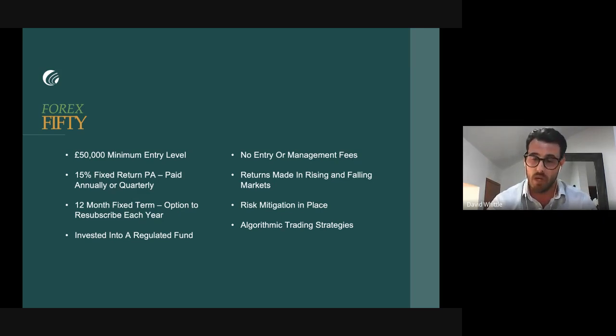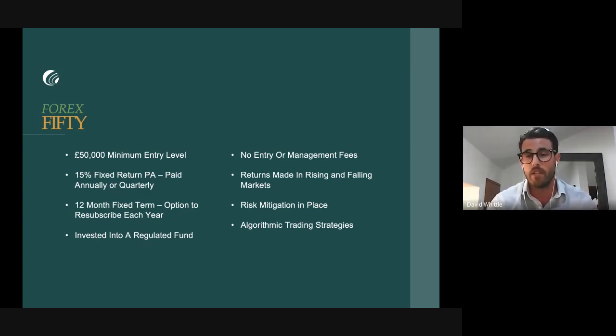How our investments work is very, very simple. The client gets 15% return on an annual basis. Anything over that 15% is how the fund and all the people involved then make their money. Returns can be made in rising and falling markets, which is pretty unique. We're not just dependent on performance within the Forex market going in an upwards curve.